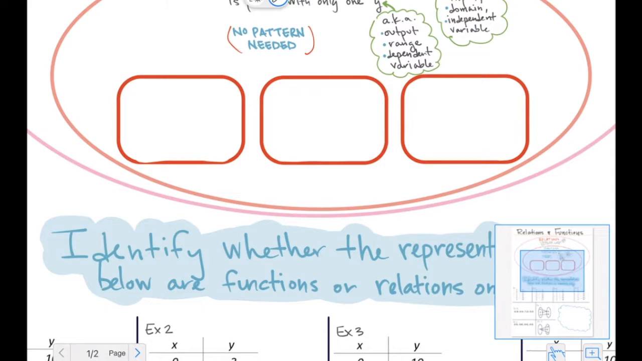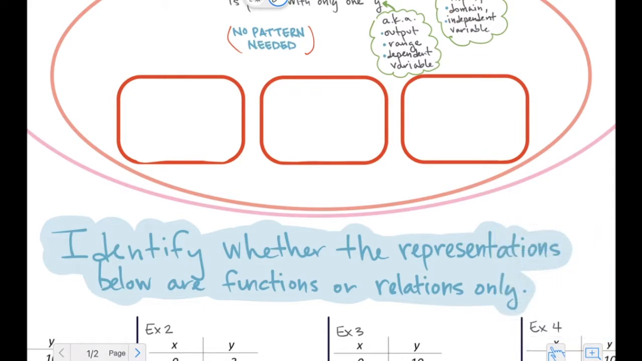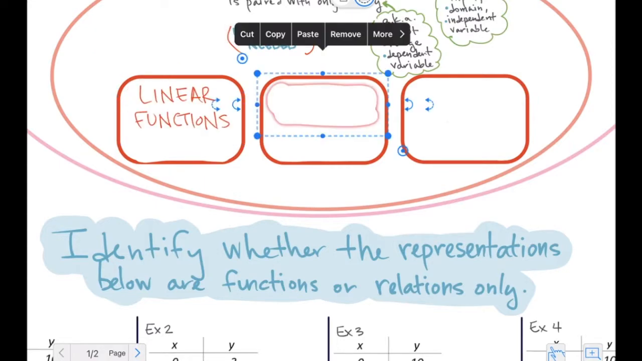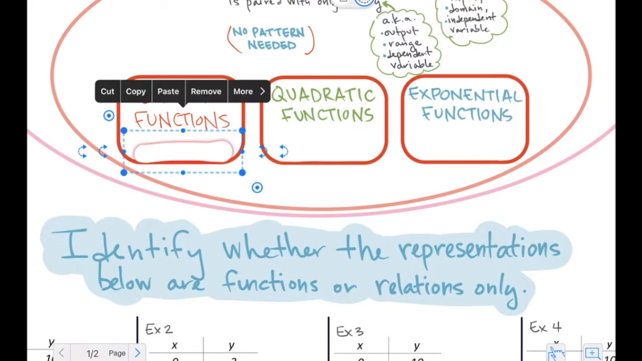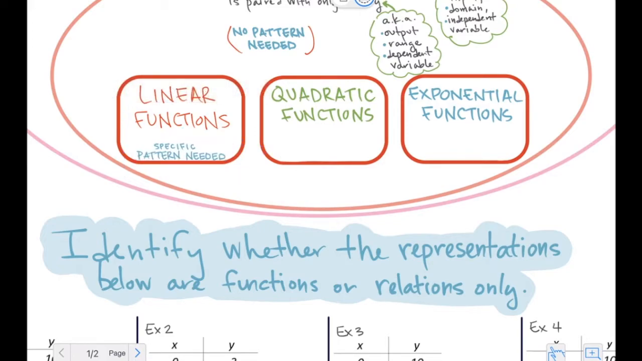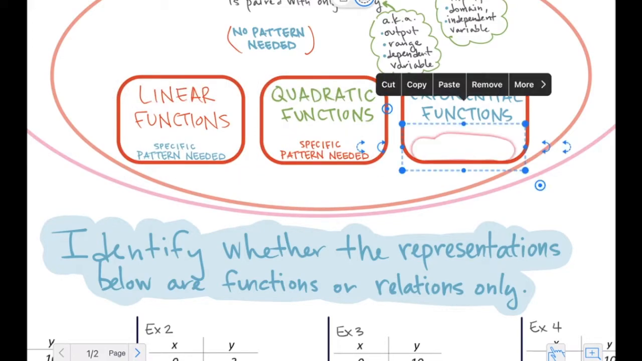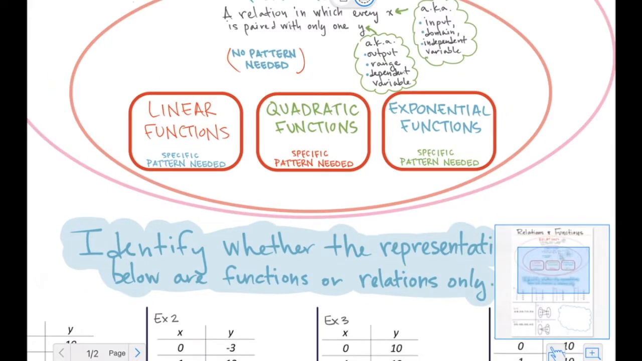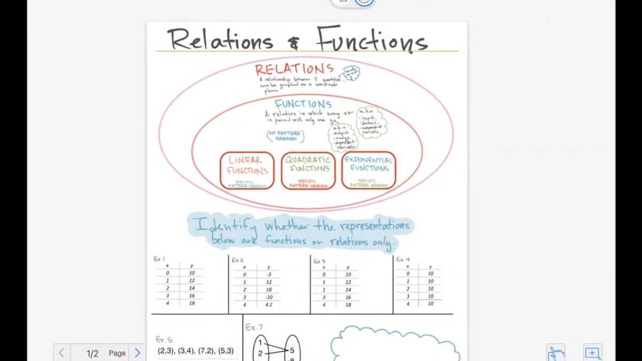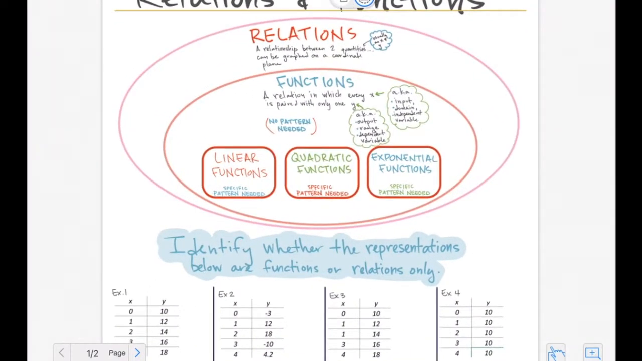Then we're going to talk about 3 very specific types of functions this year in Algebra 1. So for today, just be familiar with the terms. We're going to talk about linear functions, quadratic functions, and exponential functions. Now I want you to notice, once we get into these specific types of functions, there is a specific pattern needed in order to make each of those specific types of functions. For right now, I want you guys to just write this part down, but we're going to talk about it in detail on the next page.